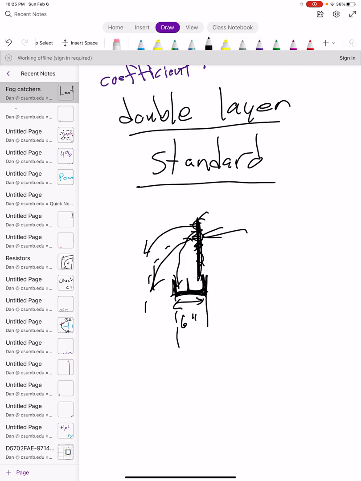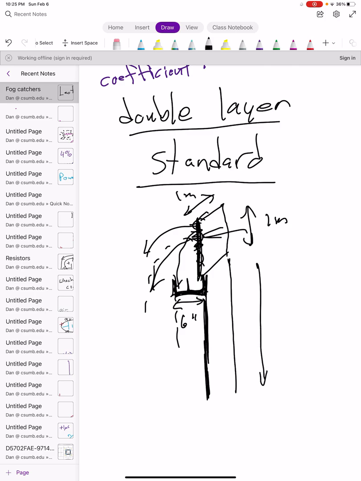Beyond that, the standard fog collectors are supposed to be mounted on poles. So if the fog collector is like this, that's 1 meter, of course. That's 1 meter. And the height of the poles is 2 meters. So they stand 3 meters off the ground, and a meter's a little over 3 feet. So this here is 9 feet. So they're pretty tall. The ones behind the library are even taller than that.